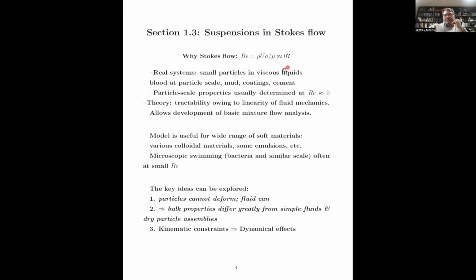So why do we consider this to be about zero? There are real systems where this is definitely the case. In a number of industrial systems, you have this, and you can even think of blood at the particle scale, the behavior of muds, where you have particles which are typically on the order of, say, for clays, a couple of microns or smaller, as part of the material, coatings and cement and so forth. All of these, the actual rheological properties are largely determined at low Reynolds number. So that means that there's direct relevance.